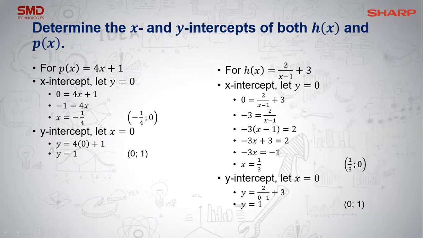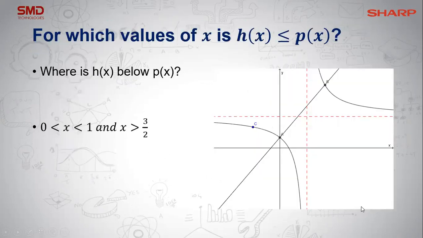All right, sure, this is a long question. Determine the x and y intercepts of both h of x and p of x. So again, it's just substituting y is equal to 0 and solving for x, and substituting x is equal to 0 and solving for y. For this one, a slightly longer methodology, remember that you need to multiply out your denominator and then solve for x that way. And then, of course, your y-intercept, which we already knew was 0 and 1 for both of these graphs. But it's always good repetition to practice this.